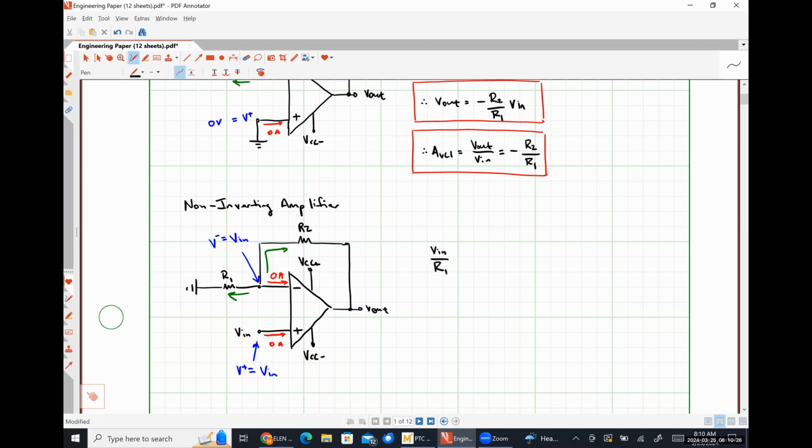Vn divided by R1 is the current flowing to the left, and Vn minus Vout divided by R2 is the current flowing up and to the right. And this can be rearranged such that Vout will be equal to 1 plus R2 over R1 times Vn, and therefore our closed loop voltage gain is simply 1 plus R2 over R1.